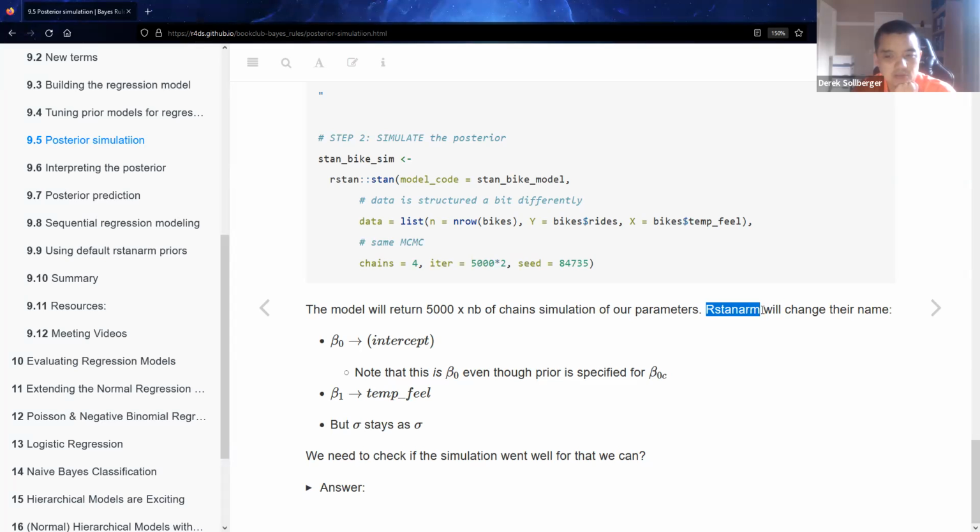Just keep in mind that rstanarm might be using a slightly different terminology than what we had in rstan. Remember that beta naught is the intercept. Even from here on, in the rest of this chapter, we might use the beta naught notation, even though it was centered as far as the inputs go. Beta 1, the slope, remember that's going to talk about the temp field variable. But otherwise, sigma stays at sigma.